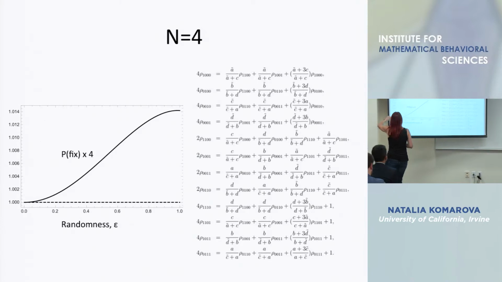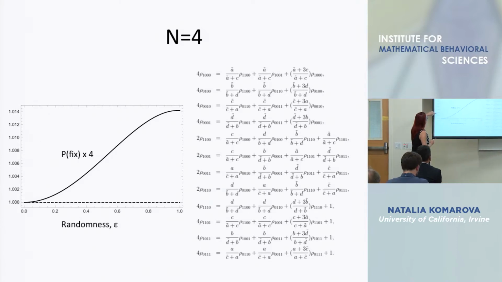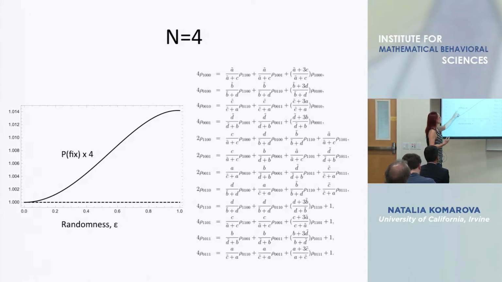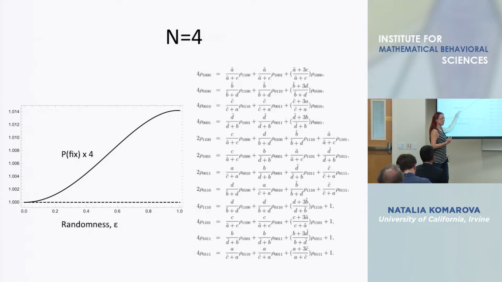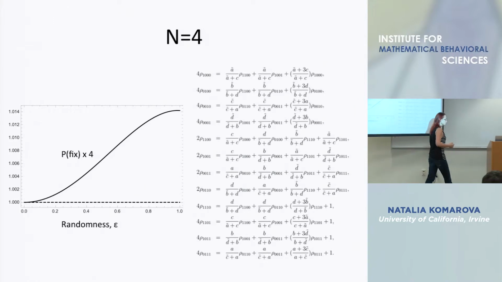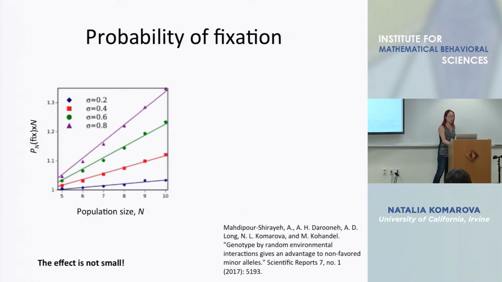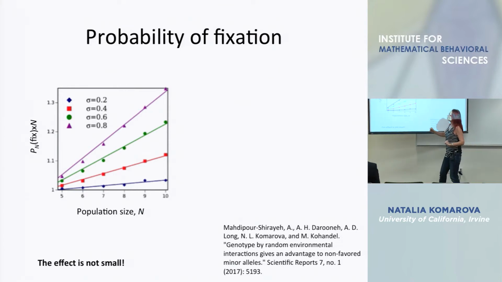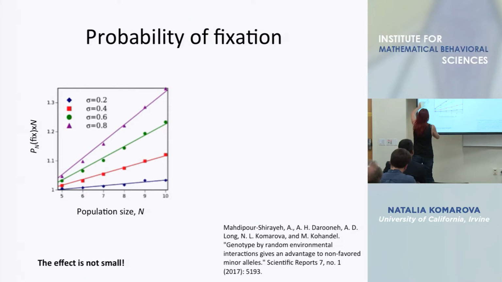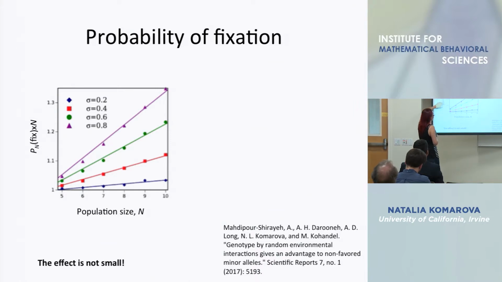You can say, oh, it's not a big deal, right? This is 0.004. But still, there is a little bit of a difference. So somehow, if the mutant was neutral, then probability of fixation times n would be equal to 1. And we have a certain deviation. Now, when we do it for other numbers, you can see that the effect is not small. So this is the probability of fixation times n. And in the neutral case, it would be equal to 1, so it would be a flat line.